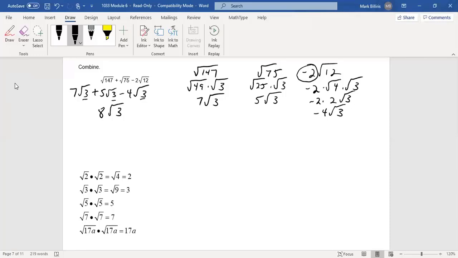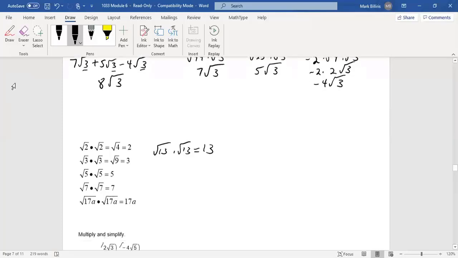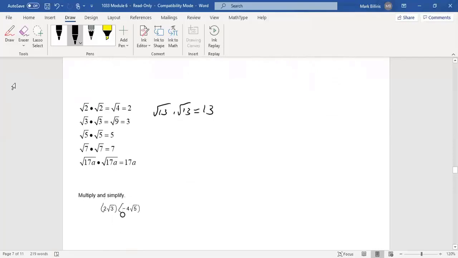So the square root of 3 times the square root of 3 is the square root of 9, because 3 times 3 is 9. 9's a perfect square, and the square root of 9, of course, is 3. So notice, when you multiply a radical times itself, it's more or less just removing the radical sign because you're creating a perfect square. So the square root of 5 times the square root of 5 equals 5. The square root of 7 times the square root of 7 equals 7. The square root of 17a times the square root of 17a is 17a. The square root of 13 times the square root of 13 is 13. So you see the pattern. So I'd like to show you things to make life easier on you when you're simplifying. So let's go right into multiplication.